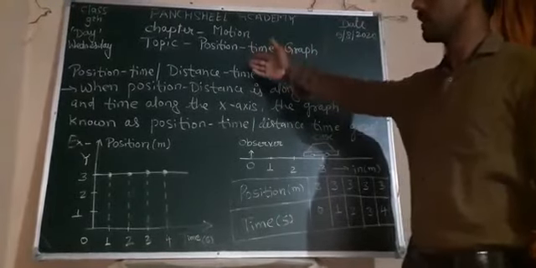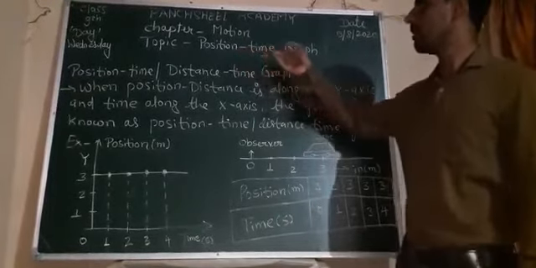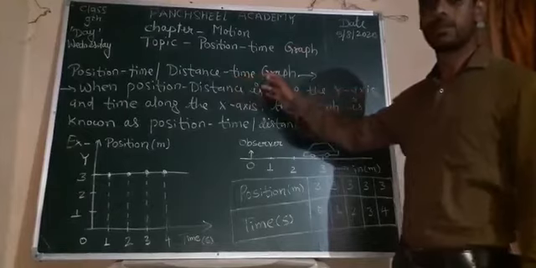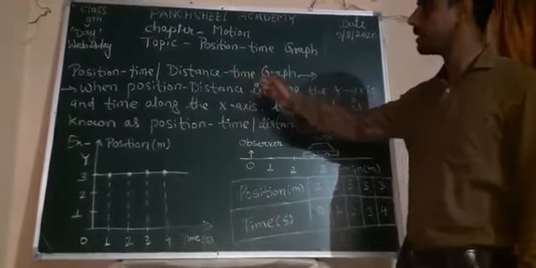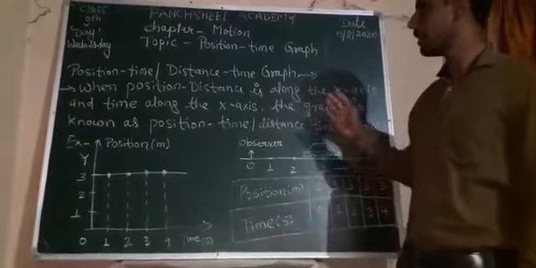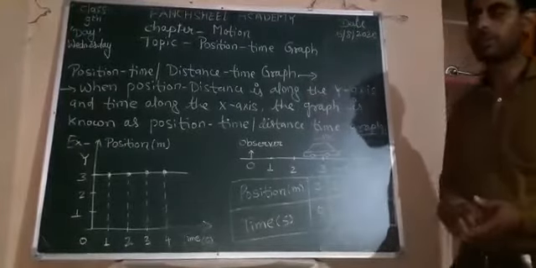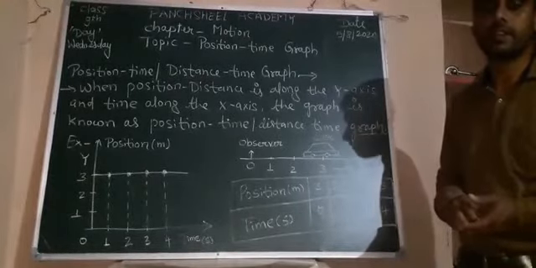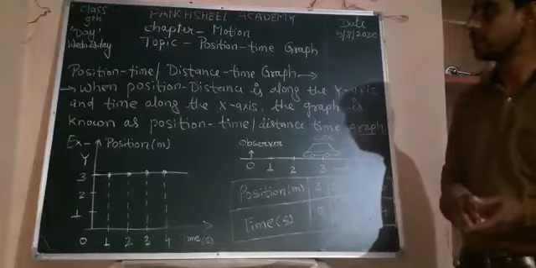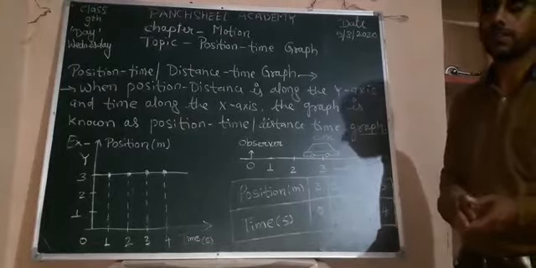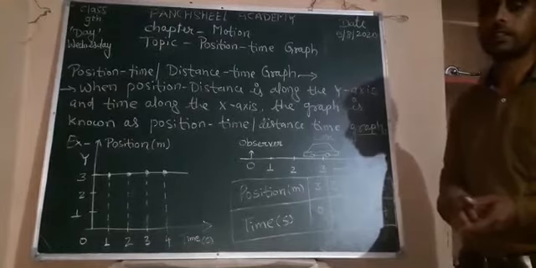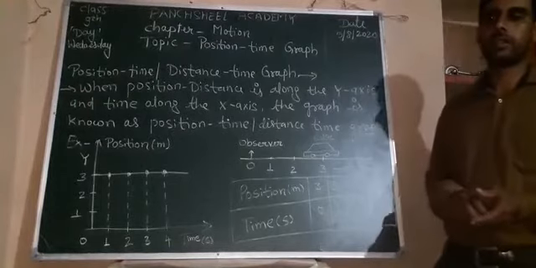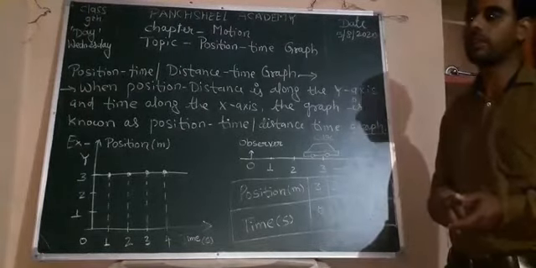Okay, our next topic is position time graph or distance time graph. A position time graph or distance time graph is drawn for the purpose of showing the position of any vehicle in the given time interval, whether the vehicle is stationary or is in motion or in moving condition.